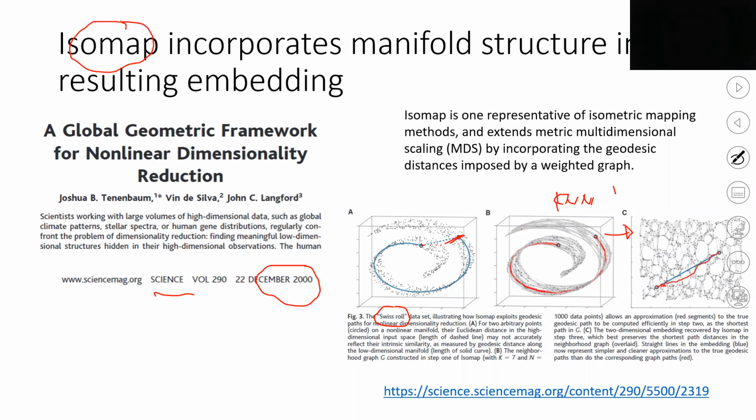So what is Isomap? Very easy. Isomap is multi-dimensional scaling. The difference is that instead of using regular distance, it uses geodesic distance to replace Euclidean distance to compute the distance between data points. How can you get this geodesic distance? It's through a weighted graph. The graph is this network.